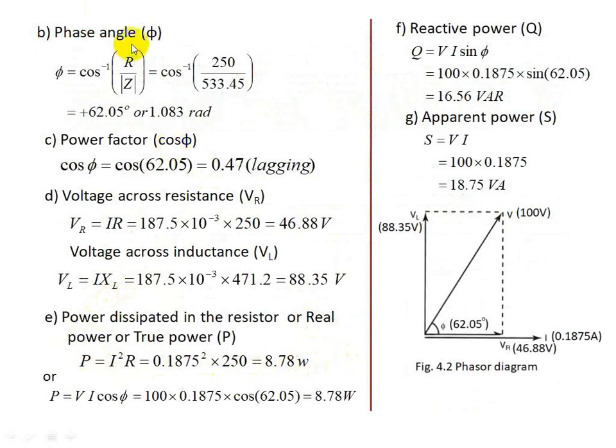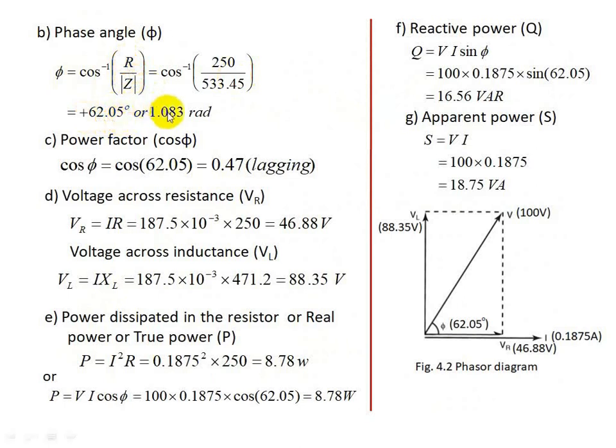Then coming to the phase angle phi. Since we know the resistance and impedance of the circuit, you can use this formula, cos inverse of R by Z. If you substitute the values, you will get the phase angle as plus 62.05 degrees. This phase angle value can be expressed in degrees or in radians.